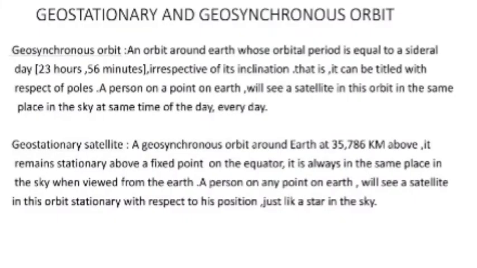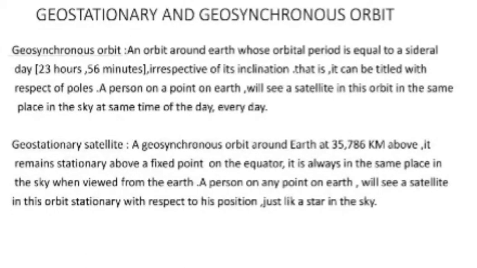What are geostationary and geosynchronous orbits? A geosynchronous orbit is an orbit around Earth whose orbital period is equal to the sidereal day, which is 23 hours and 56 minutes, irrespective of its inclination. For example, a person at a point on Earth will see the satellite in this orbit in the same place in the sky at the same time of day. It repeats with every day.